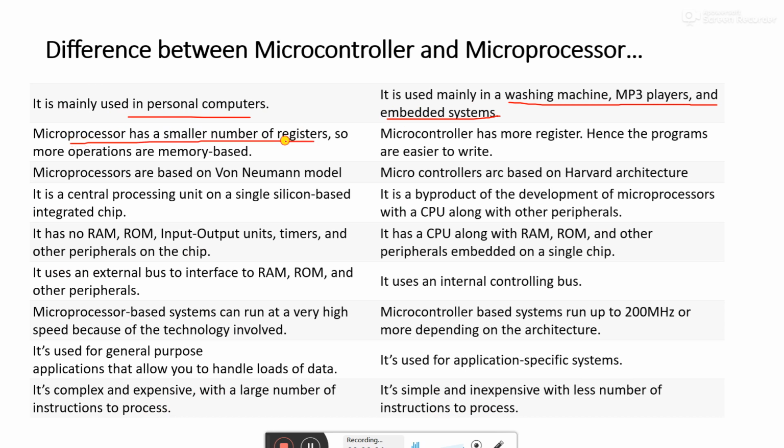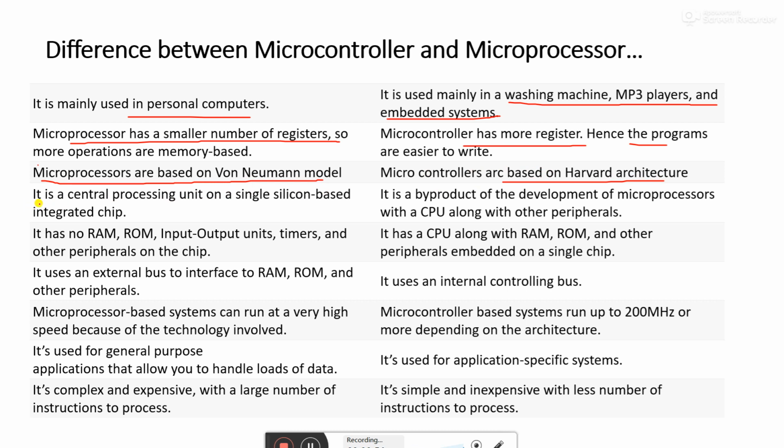A microprocessor has a small number of registers, so more operations are performed on memory. In a microcontroller more registers are required, and programs are easier to write over the memory registers. Microprocessors are based on the von Neumann model, while microcontrollers are mainly based on the Harvard model.